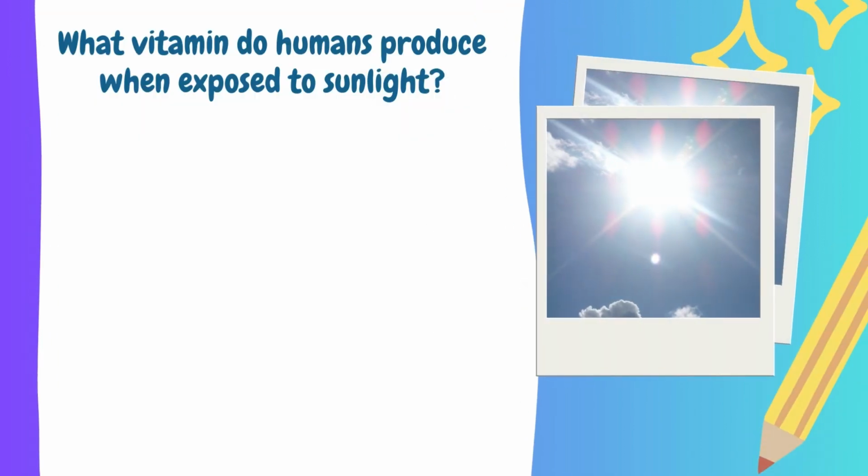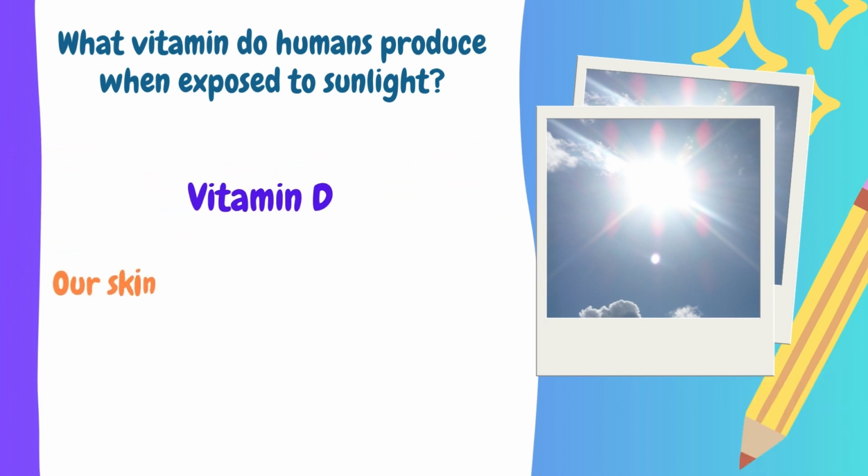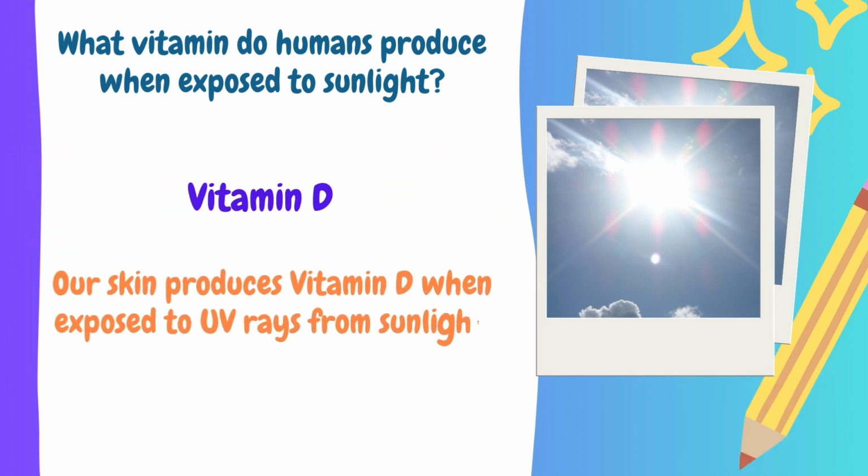What vitamin do humans produce when exposed to sunlight? This one's essential for healthy bones. The answer is vitamin D. Our skin produces it when we soak up some sunshine.